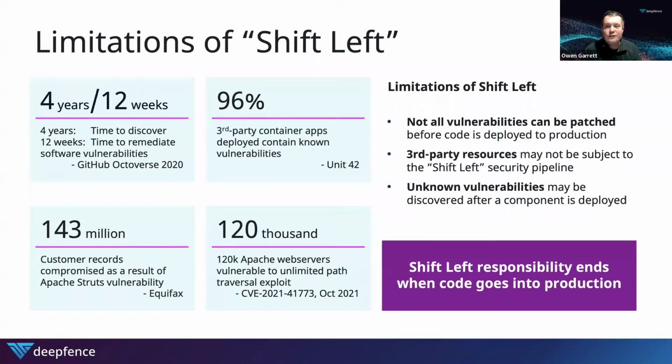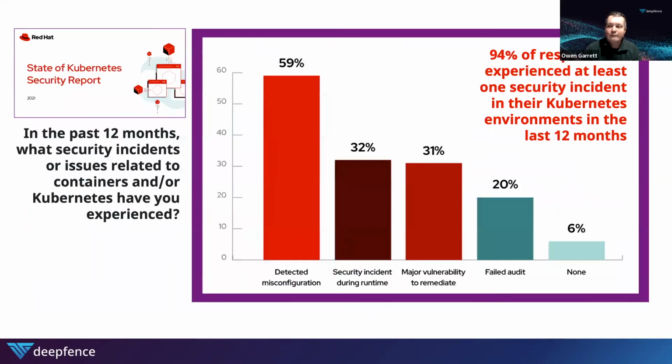Those are all services that are running in production. Vulnerabilities appear after they've been deployed, or maybe they're services that have not been quizzed and scrutinized by your Shift Left security pipeline. They've been pulled from other sources. But the Shift Left tools that your DevOps teams use, they end. They stop managing the code once it's moved into production.